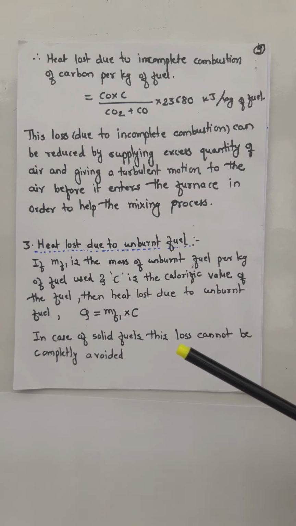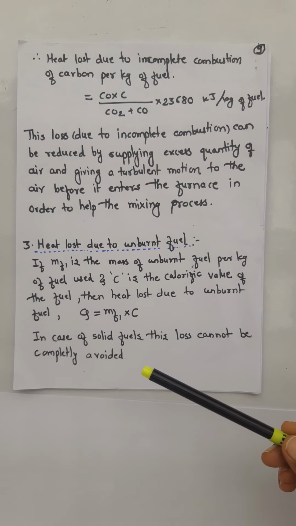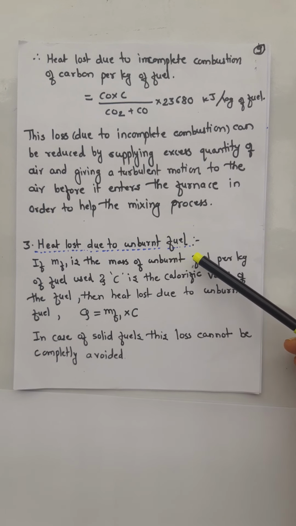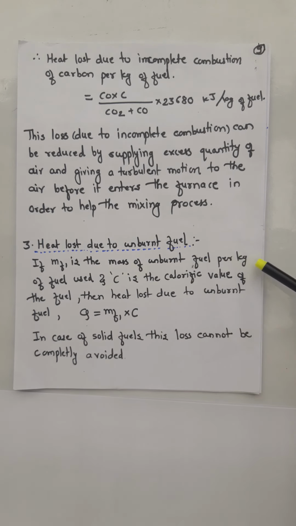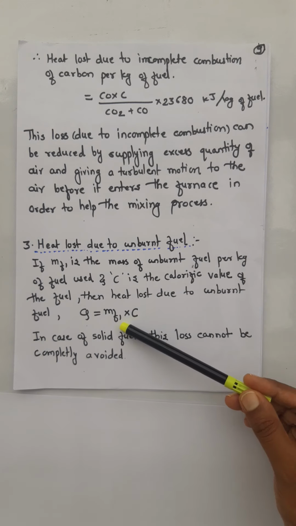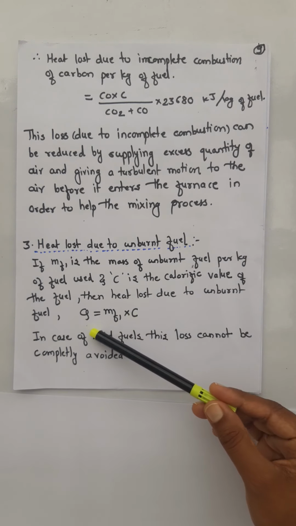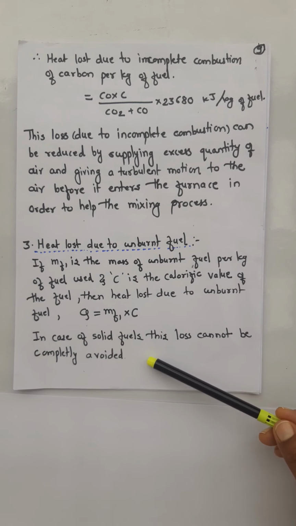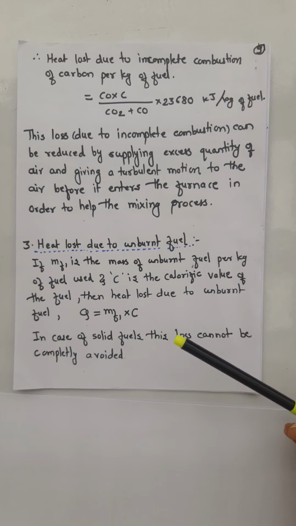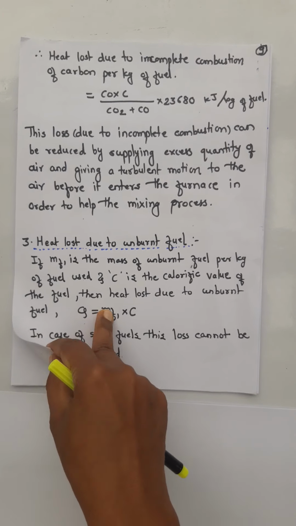Okay. The next type of heat loss is due to the unburnt fuel. So if MF1 is the mass of the unburnt fuel per kg of fuel used and C is the calorific value of the fuel, then the heat loss due to unburnt fuel is given as Q equal to MF1 into C. So in case of solid fuels, this loss cannot be completely avoided.